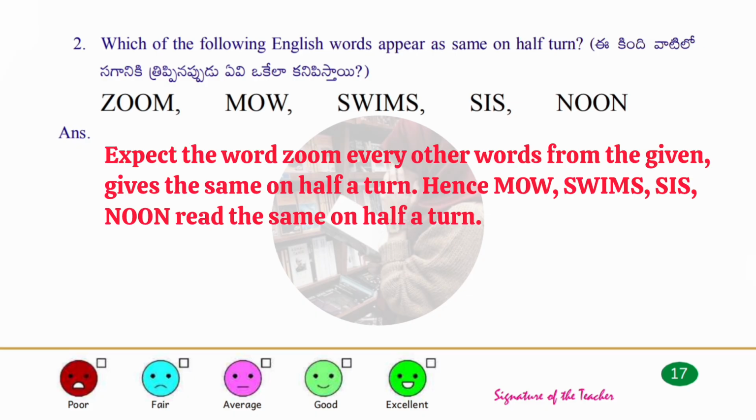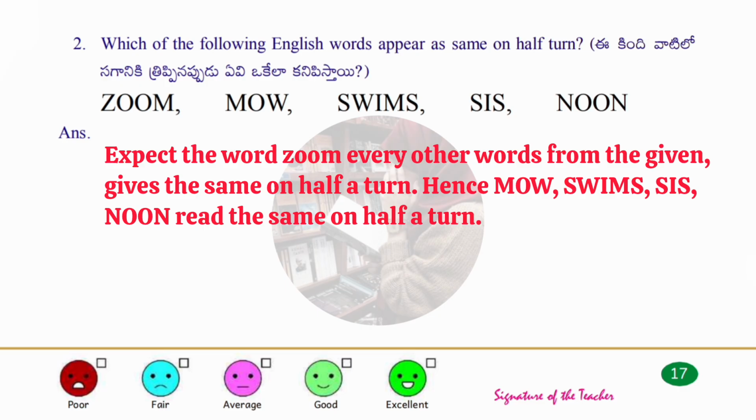Except the word zoom, every other word from the given ones gives the same on half turn. Hence, MOW, SWIMS, SIS and NOON read the same on a half turn. Understood guys? Okay, except zoom, the rest of the words give exactly the same after a half turn.